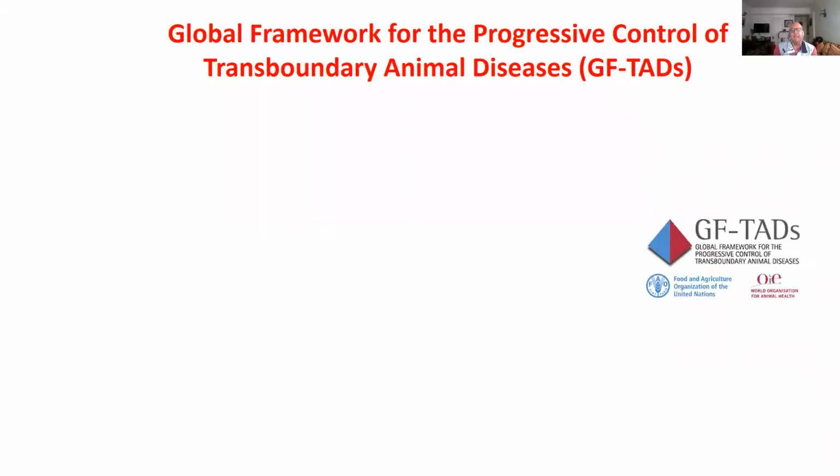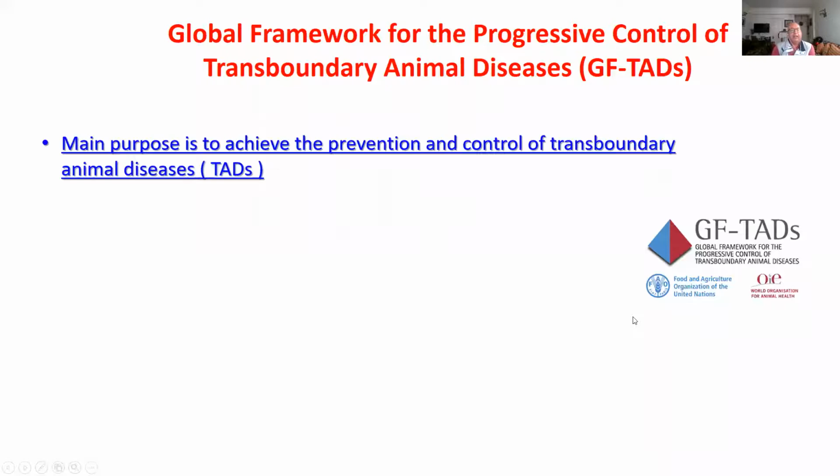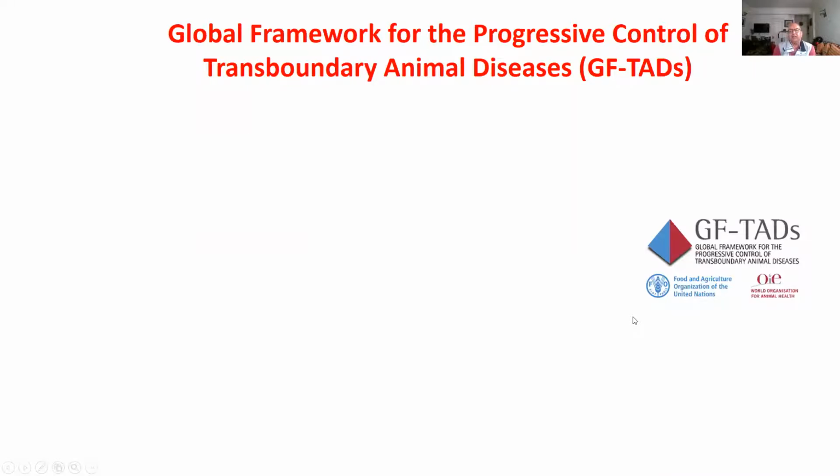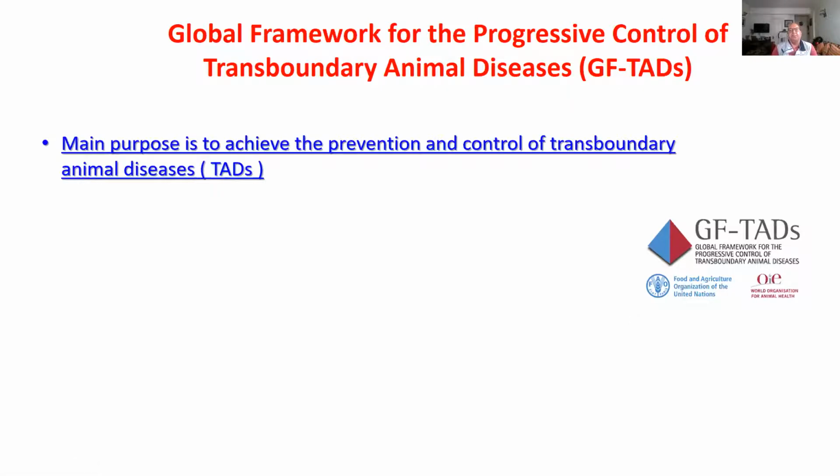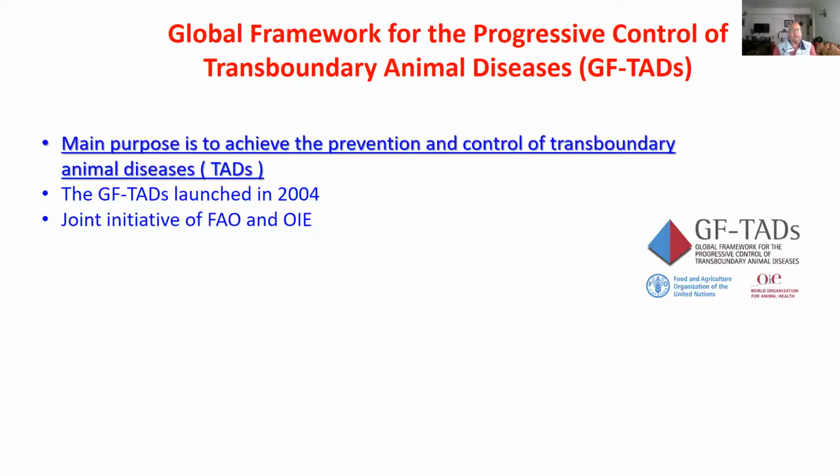Now I'm moving to another slide, which is about the Global Framework for Progressive Control of Transboundary Animal Diseases, called GF-TADs. It is to achieve proper prevention and control of transboundary animal disease. This is the global platform with a main purpose, and every country would follow it. It was initiated in 2004 as a joint initiative of FAO and OIE. But when it comes to zoonotic diseases, there is participation from WHO.